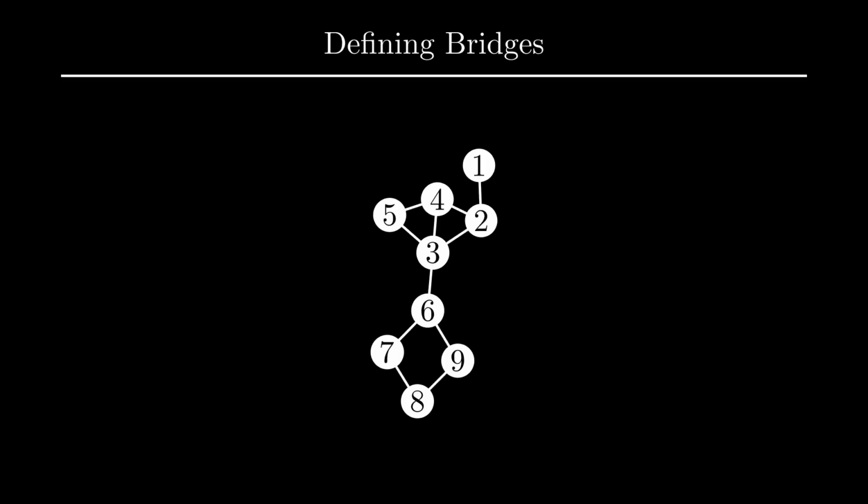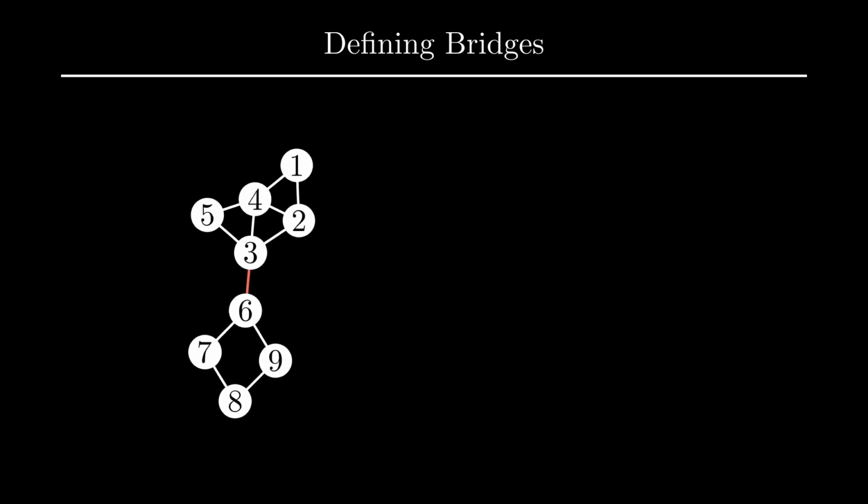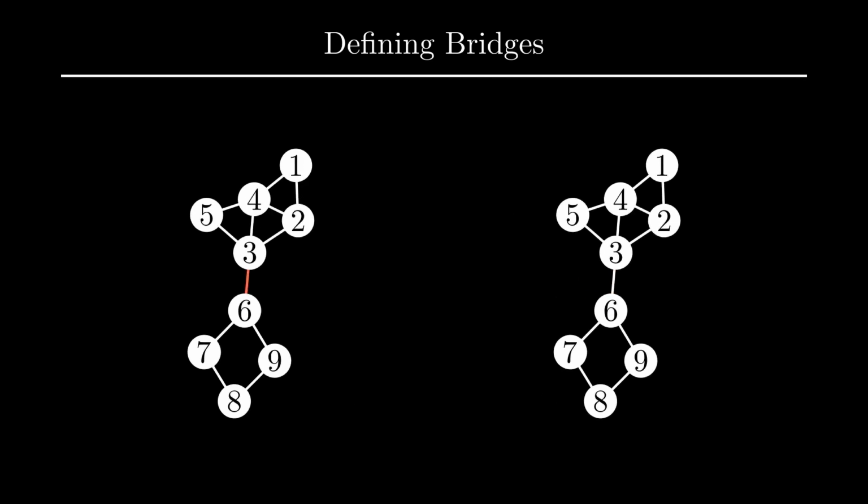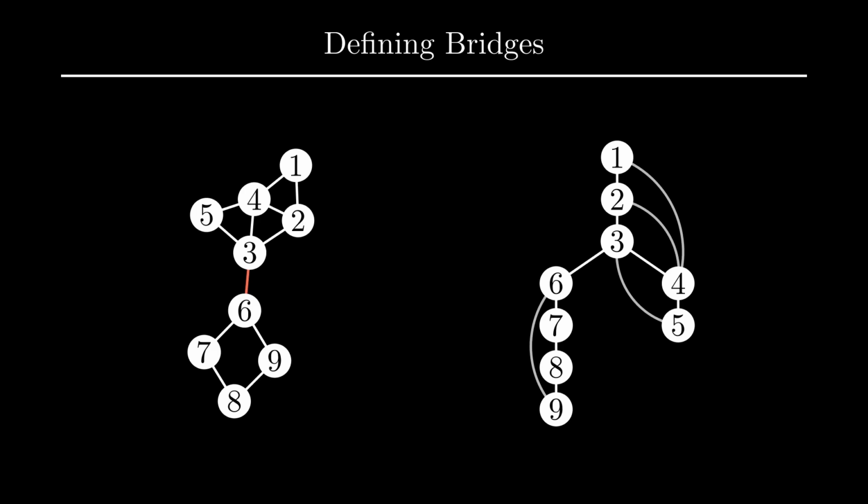So now let's move on to the first algorithm. A bridge in a graph is an edge such that when it is removed, it disconnects the graph. For example, in this graph, the bridge is highlighted in red. Let's find the DFS tree of this graph. Can you notice what's special about the bridge?